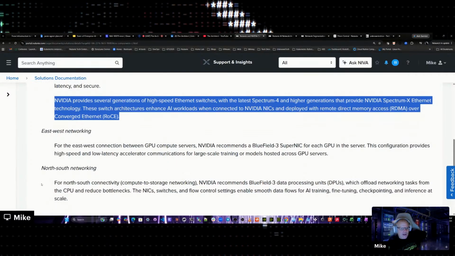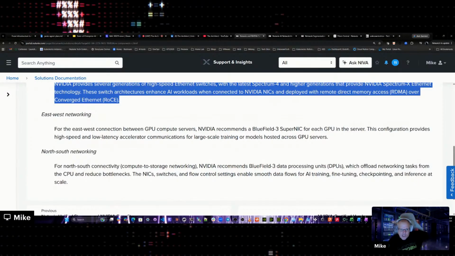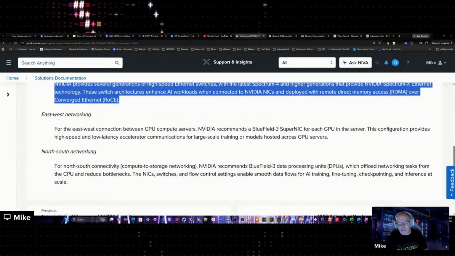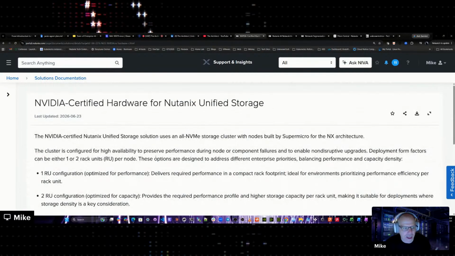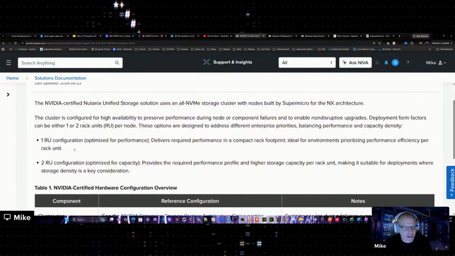We know that. For North-South, that's compute to storage networking, that's included in the North-South connectivity. NVIDIA recommends the BlueField-3, which offloads networking tasks from the CPU and reduces bottlenecks. So we saw this in the design two weeks ago.